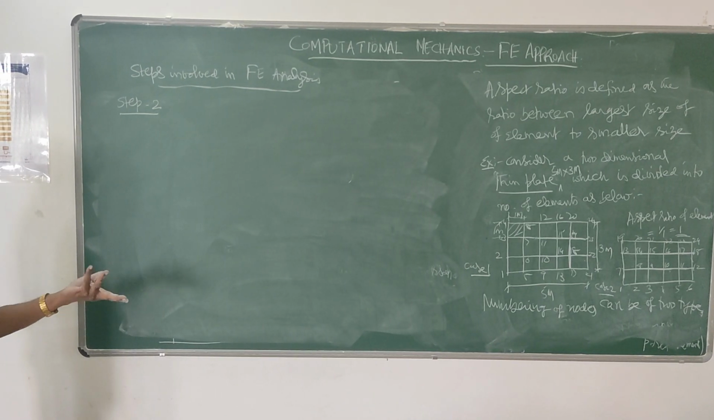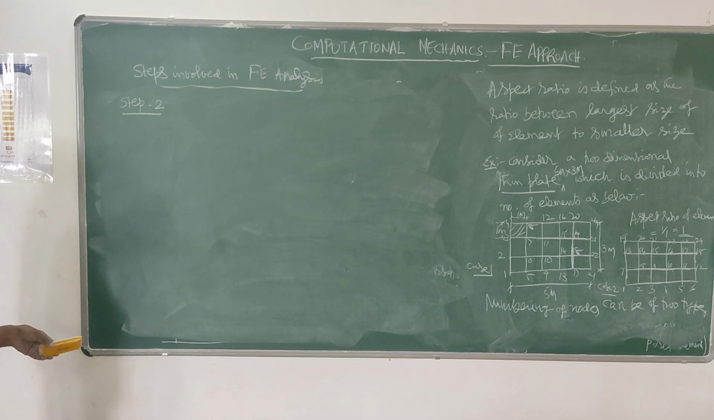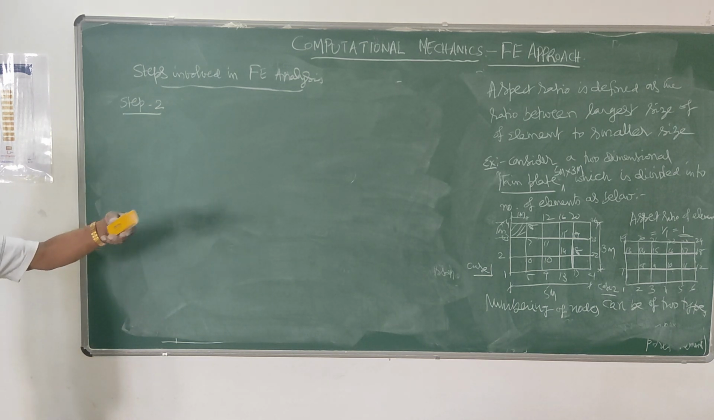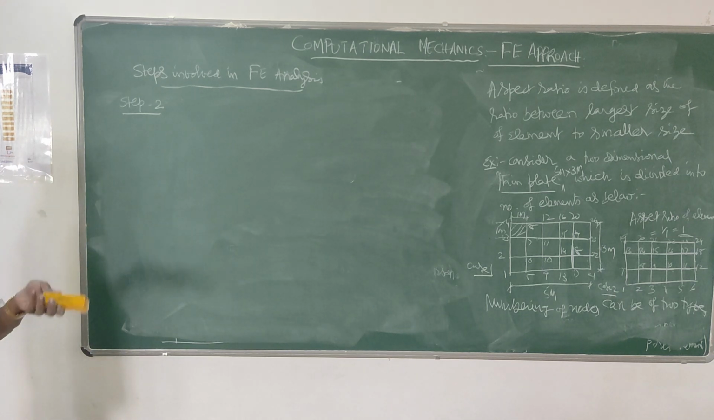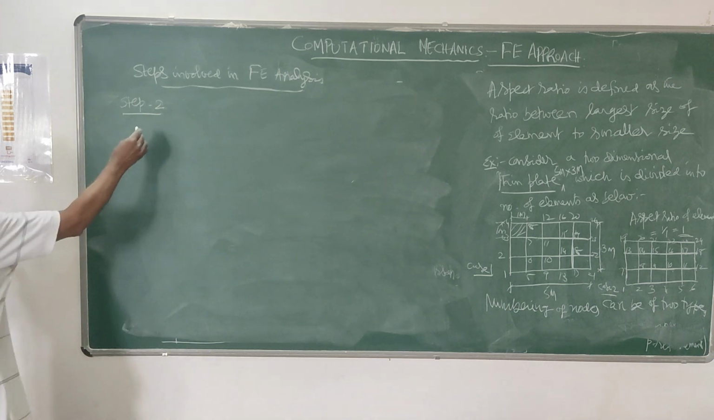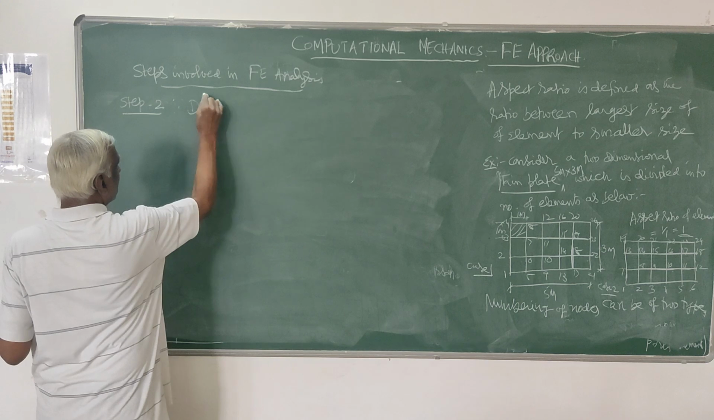Whereas in the classical approach, we cannot solve it. We say if it is non-prismatic, it cannot be solved, because formation of stiffness matrices becomes difficult. So here, with the selection of nodes, you take care of all those. I hope I made the things clear. In step 2, displacement model.